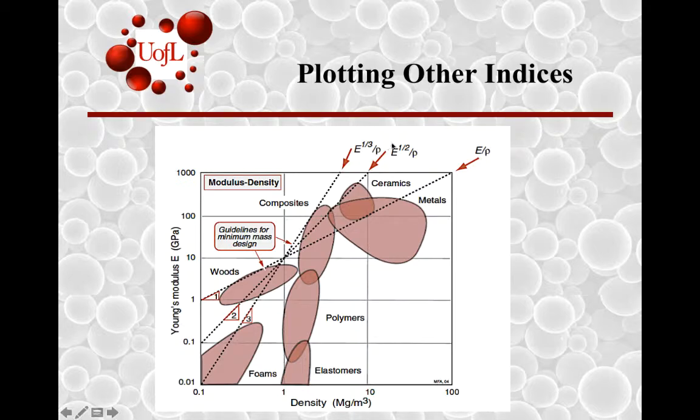It will be useful for you to practice how to get bar charts for these other indices, such as E to the power 1 over 3 divided by rho and E over rho as well, and begin to use them for material selection. That will be part of the exercise that you would do to gain familiarity with material indices and their use in material selection, using CES EduPack to perform material selection using the 4 steps of function, objective, constraints, and free variables.